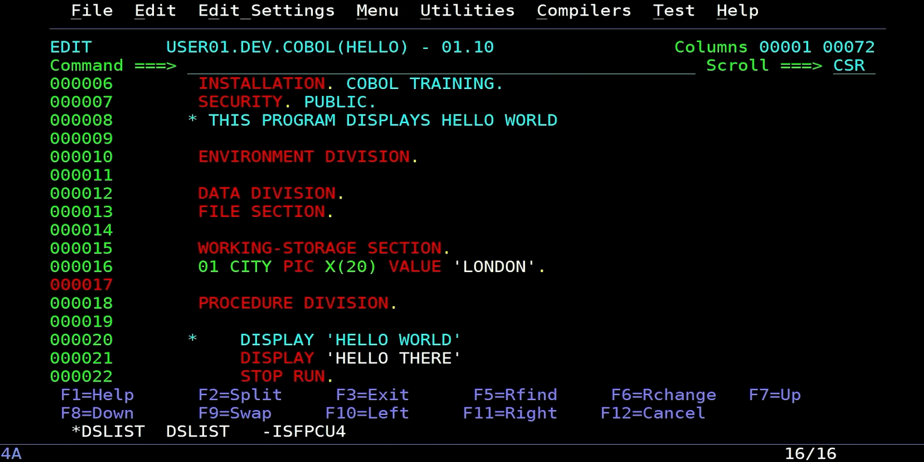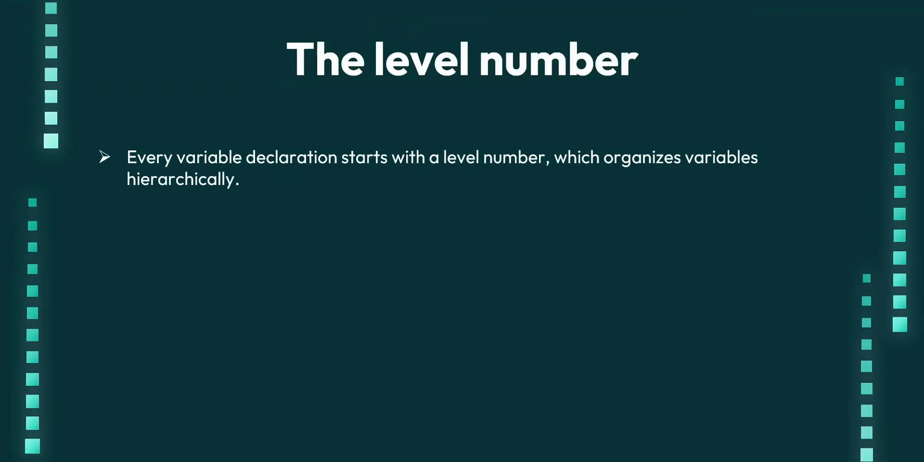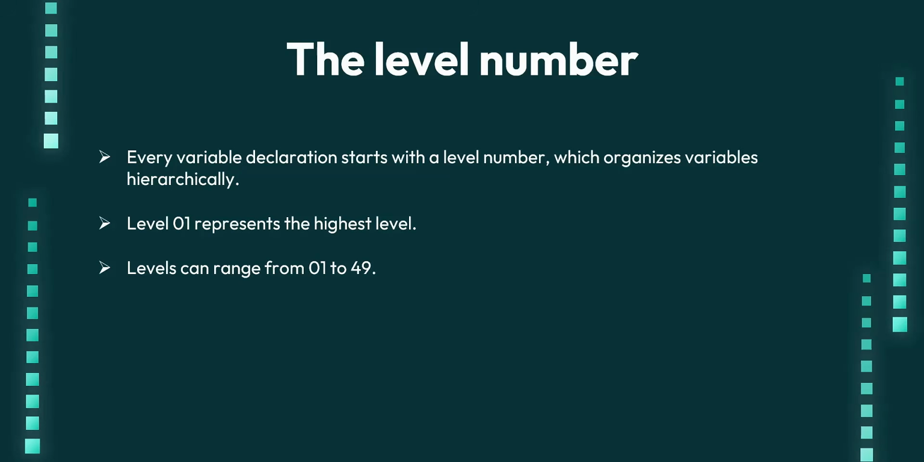The structure of a variable is as follows. The first element, 01, indicates the level of the variable. Every variable declaration starts with a level number, which organizes variables hierarchically. Level 01 represents the highest level, and levels can range from 1 to 49. Level 01 must be written in area A of the COBOL program.